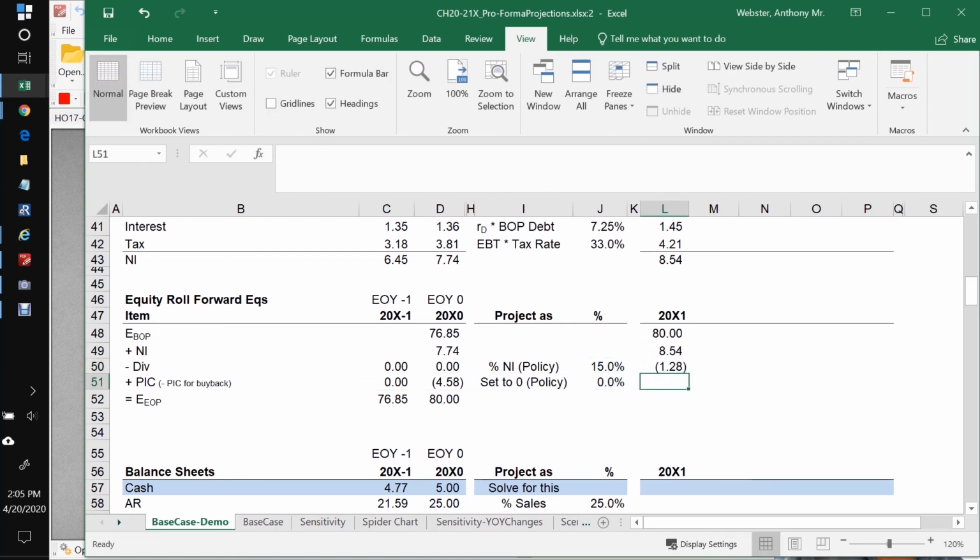So that's 1.28. And the paid-in capital, the board and the CFO have said no share buyback, no share issuance. So now this is proper algebraic sign convention, so I can just add all these up and I get the projected equity for the end of the year 20x1 is 87.27.